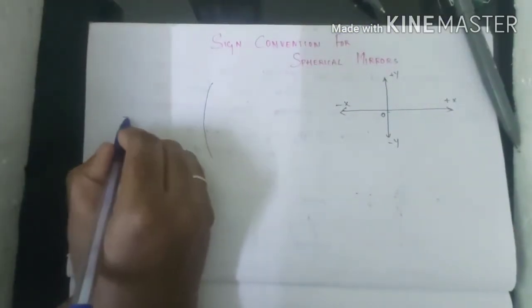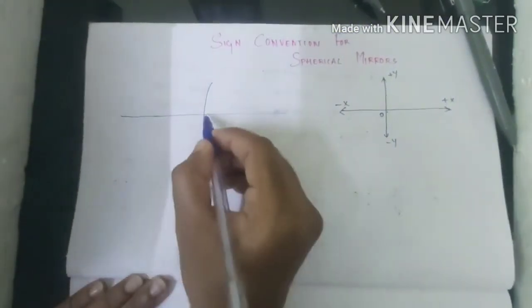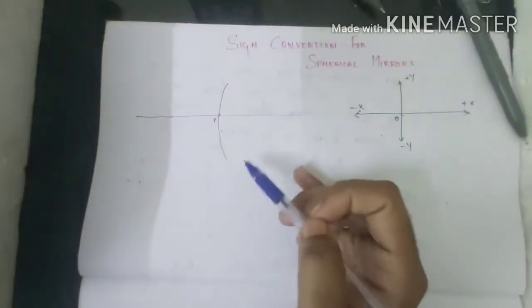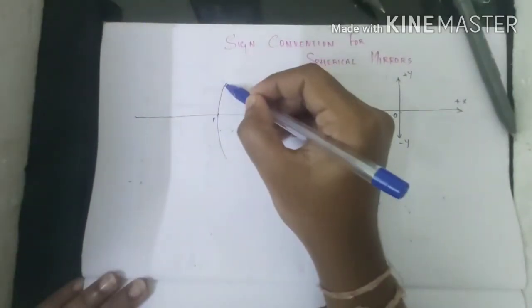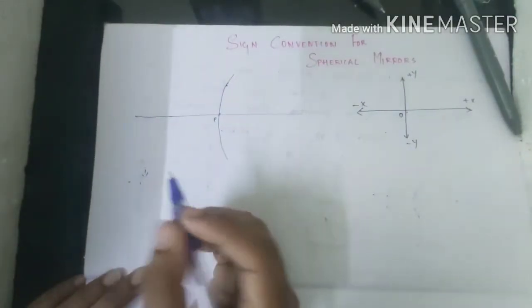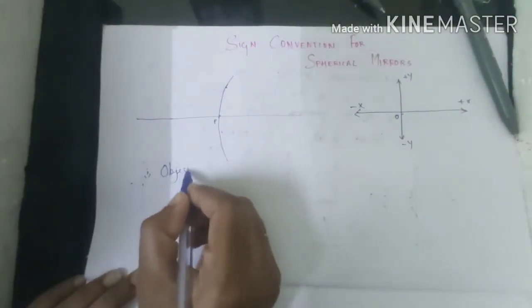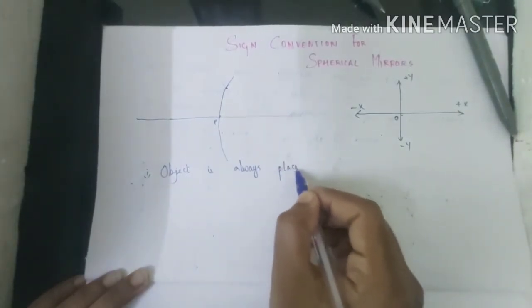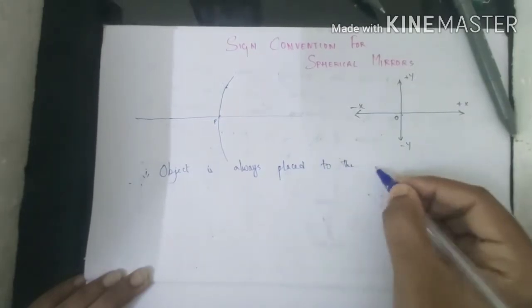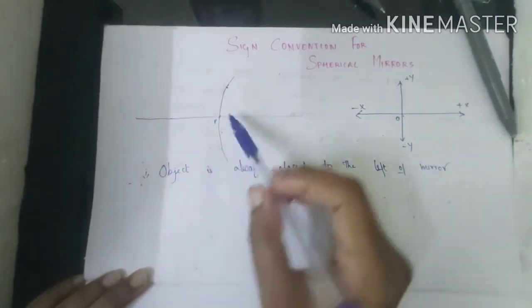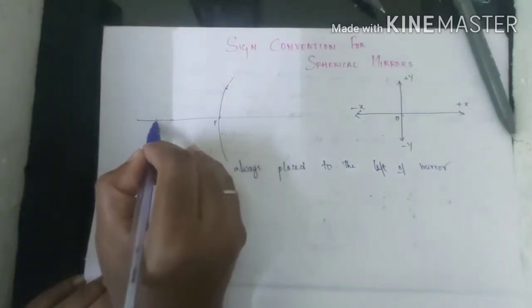Okay, so this is my principal axis. Here I'll have pole. For now, just ignore whether it is a convex or a concave mirror. For now, I am just taking this as a spherical mirror. The first and foremost point when you are taking the sign convention is the object is always placed to the left of the mirror. Okay, here to the left.